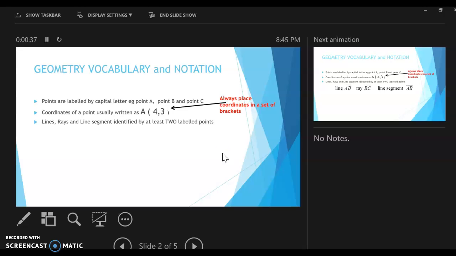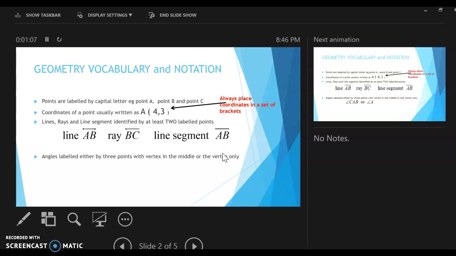When it comes to lines, remember, there are three types of definitions. There's a line that continues in both directions. We have the ray, which only goes in one direction, so B to C or C to B. And of course, the one that we're interested in, the line segment, which has a fixed length. All of these are identified by two labeled points. Of course, we need the line segment for calculating the length.